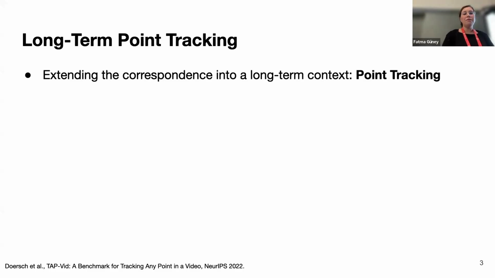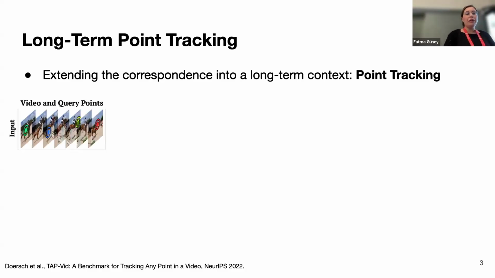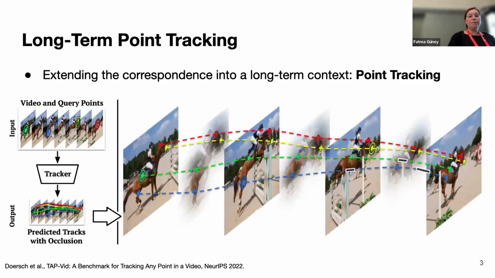What's the difference? In long-term point tracking, we extend the correspondence problem into a long time horizon. We are not dealing with 2 frames now, we are dealing with a number of frames, maybe hundreds of frames, right? How does it look? Given a video clip, we are also given some query points to track. The goal is to predict trajectories, which are shown as colored lines here, over the whole video, over hundreds of frames, as I said. So these are the points belonging to the same physical surface in the world, okay?